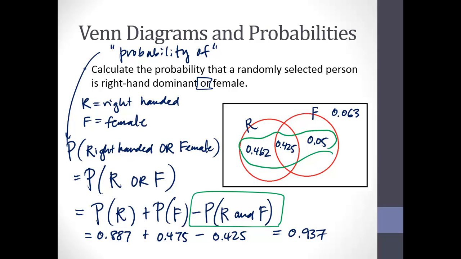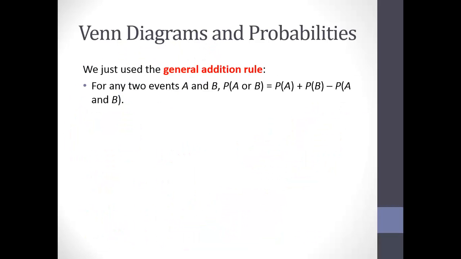Exactly. So we counted them twice. So the 0.425 is in 0.887 and 0.475. We have to make sure we don't count those folks twice. So what we've just done is an example of the general addition rule. For any two events, A or B, whatever those will be, what we often use to describe just an arbitrary event, the probability of A or B is equal to the probability of A plus the probability of B minus the probability of A and B.